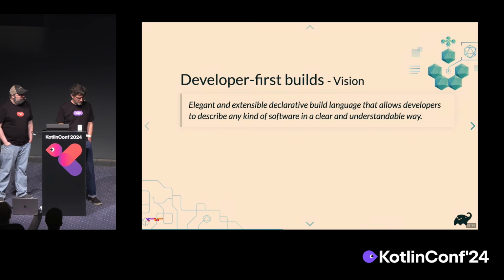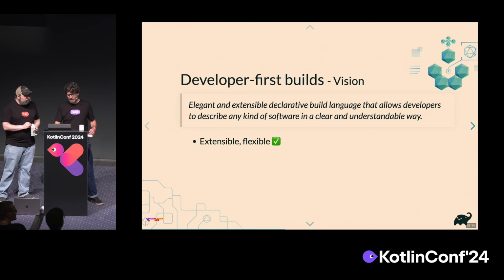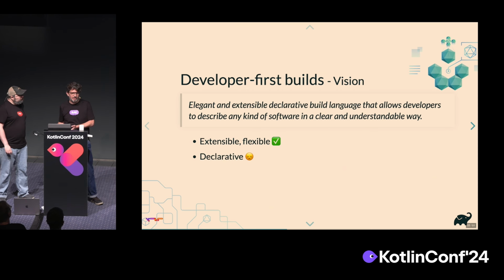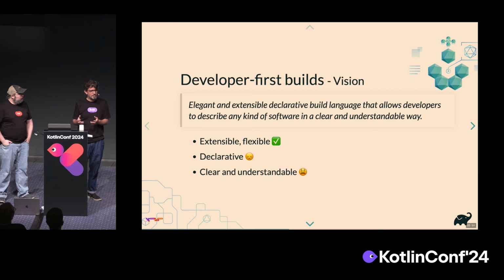our mission statement has always been to provide an elegant and extensible declarative build language that allows developers to describe any kind of software in a clear and understandable way. But we are not there yet, right? Gradle is extensible and flexible, sure. You can have declarative builds, but like Sterling said, there's no enforcement that your build stays declarative. You still have the freedom, so you can mess it up. And it's not perfect in that. And all this makes builds not so clear, not so understandable.